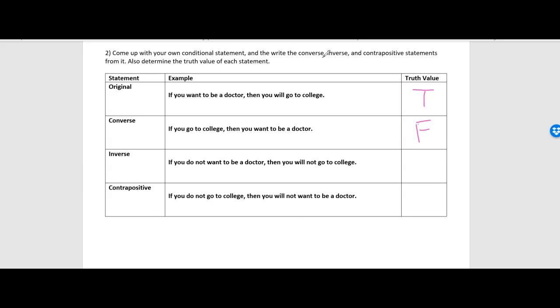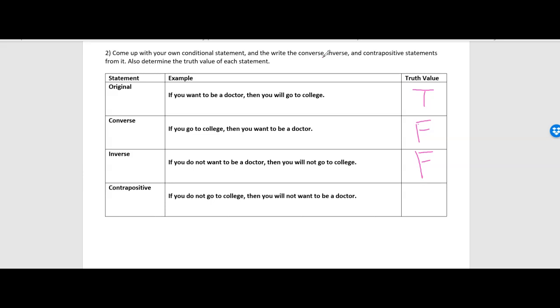The inverse, if you do not want to be a doctor, then you will not go to college. Well, if you don't want to be a doctor, so let's say you want to be an engineer, that means you're going to go to college for the most part. So again, this is false, because there's an example where our hypothesis is true, but the conclusion ends up being false, right? If you want to be an engineer, then you are going to go to college.